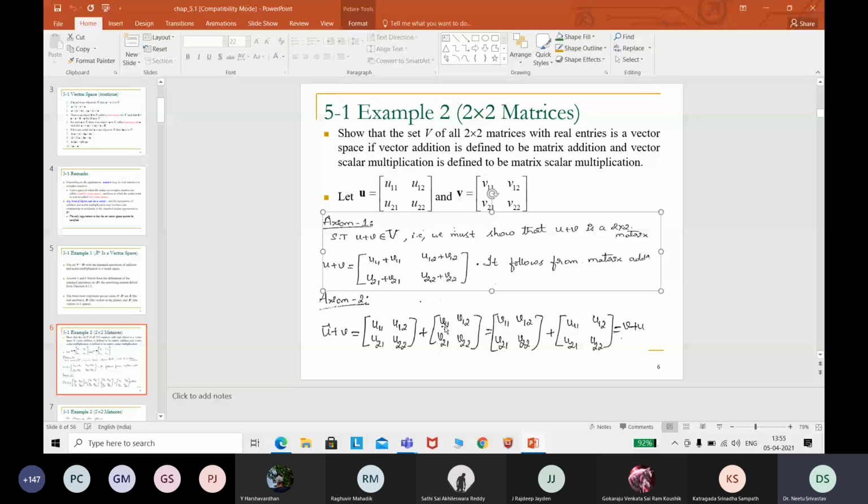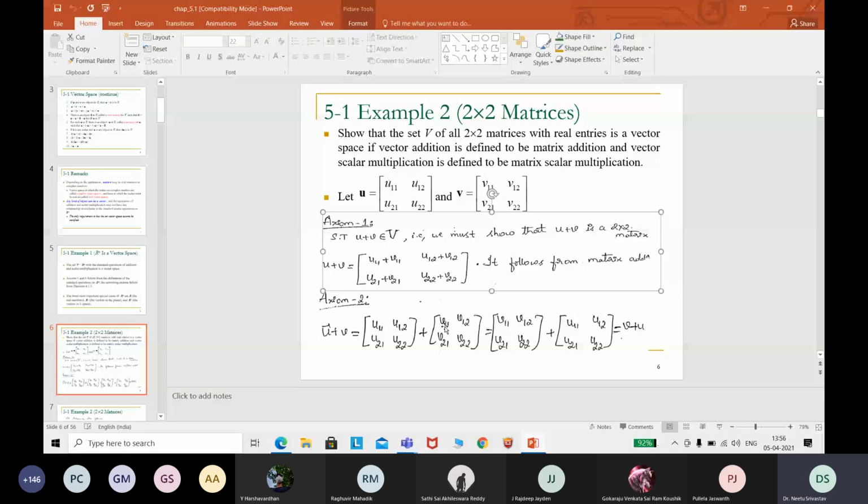Now next result, next few you have to check and tell me. Check associativity, please check and tell me. Check the associativity and tell me quickly.